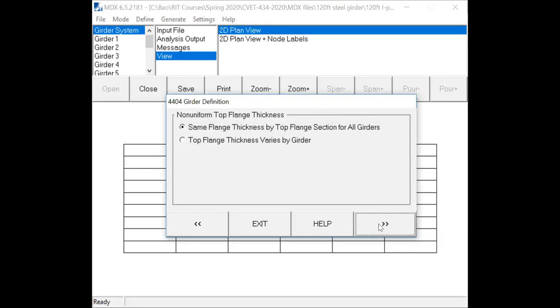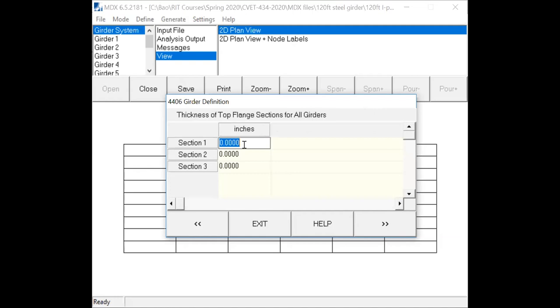Okay, and we have 3 sections. The first section is the left side, where I try 1 inch at the side, and the middle part I try 1.5 inch, and the right side 1 inch. Okay, for the top flange, usually the minimum thickness we start with is 1 inch.